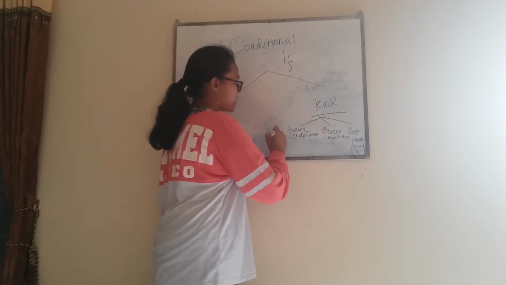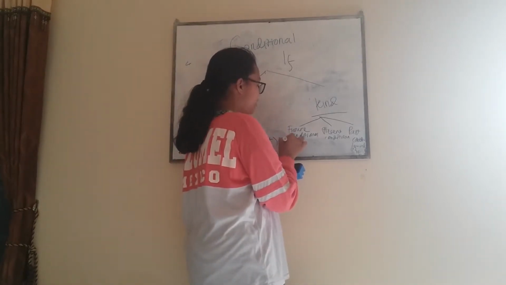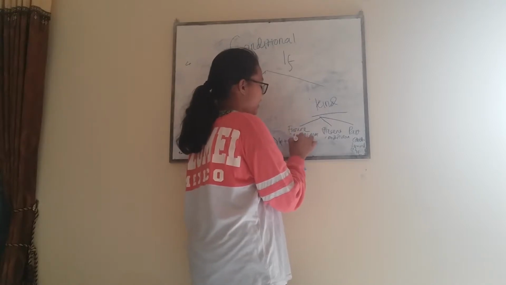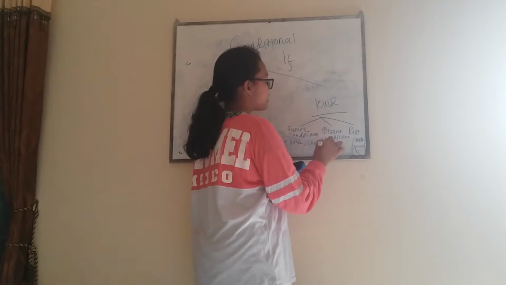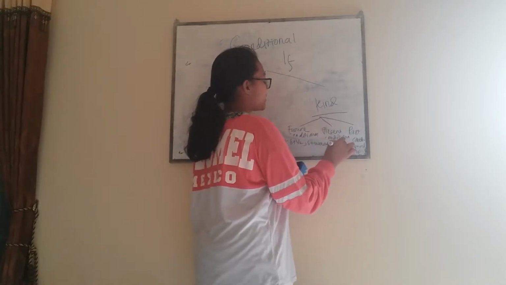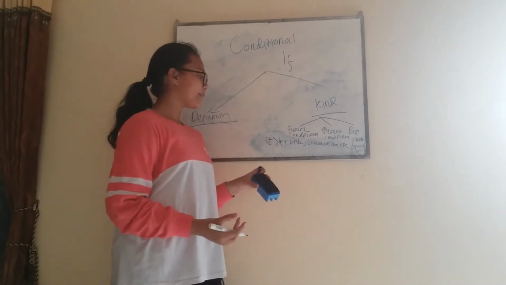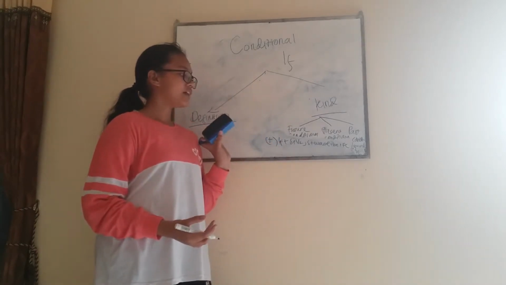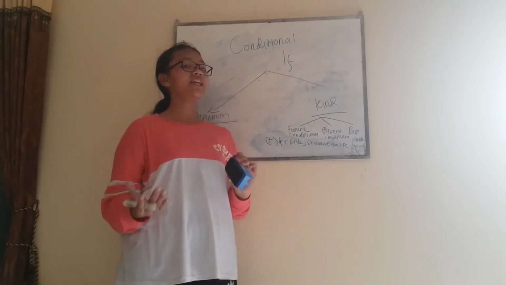In positive, the pattern is if plus subject plus verb 2, comma subject plus would plus be plus predicate complement. For the example, if I went to America, I would be happy now.